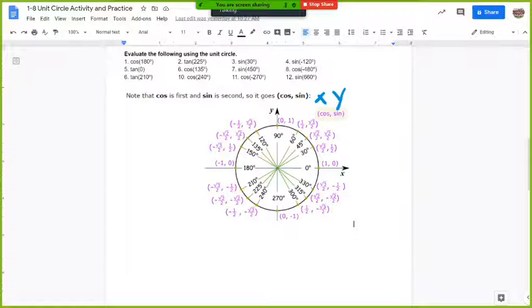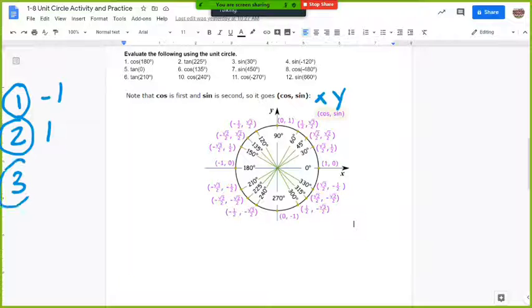So let's start with number 1, the cosine of 180. You look at the x-coordinate of 180, and it's negative 1. So the cosine of 180 is equal to negative 1. Alright, the tangent of 225. You look at this angle right here, and we're going to divide y over x. So negative root 2 over 2 over negative root 2 over 2 is going to be positive 1.